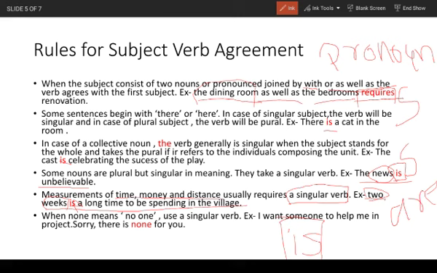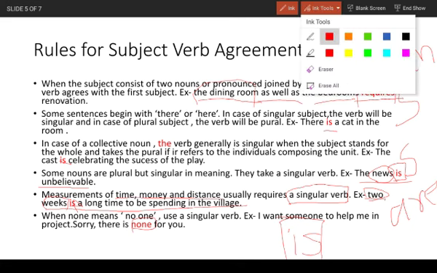When "none" means "no one", use a singular verb. So when none means no one, that time we are going to use a singular verb. Like, for example, I want someone to help me in a project. Sorry, there is none for you. Sorry, there is no one for you. Here we have used "none" because it is referring to no one.